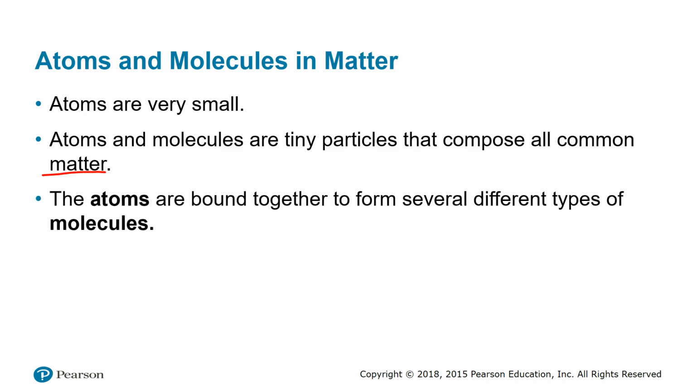So atoms are bound together in several different forms, in several different types. They're called molecules. So when you have two or more atoms combined in a certain way, you get what's called a molecule. So this should be a familiar molecule to you. What molecule would that represent? Water. All right, so that's H2O.